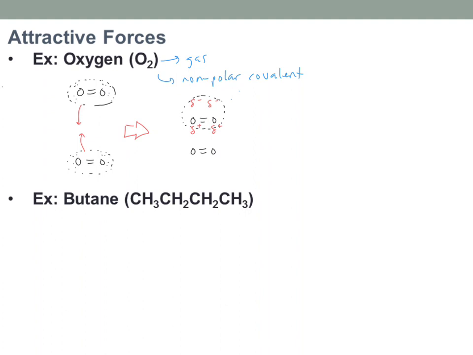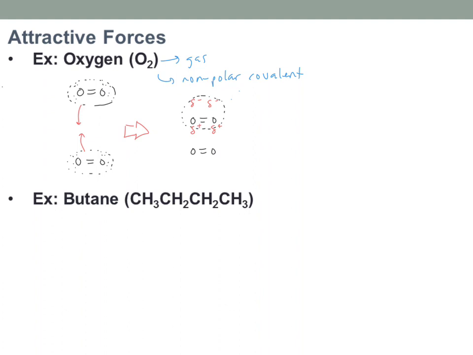And so you set up this lopsided electron cloud, what's called an instantaneous dipole, or a momentary dipole. Just for a moment, those electrons flop over to the other side of the molecule. But if they do that, the O2 molecule on the bottom, its electron cloud also deforms.